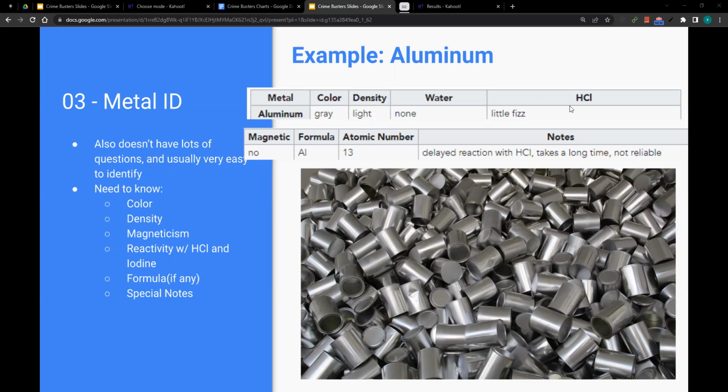Something to note is that the only magnetic metal in the entire test that they can give you is iron. Every other metal that they can give you is not magnetic.